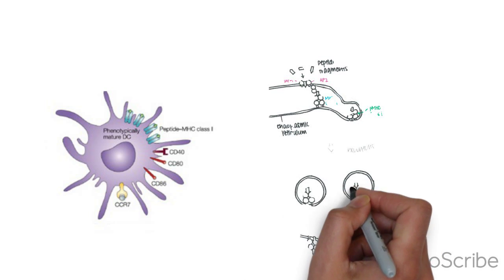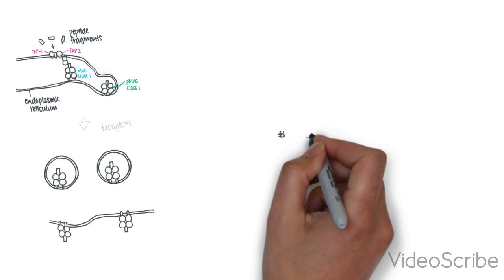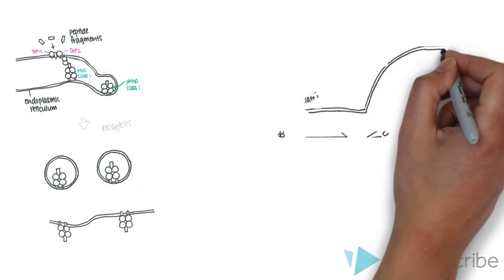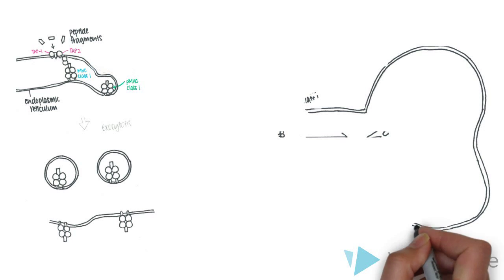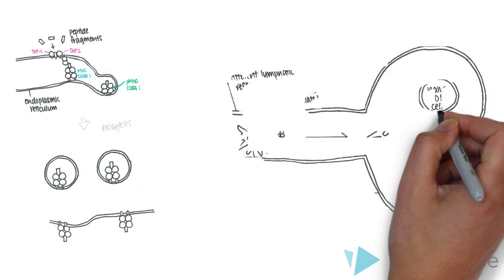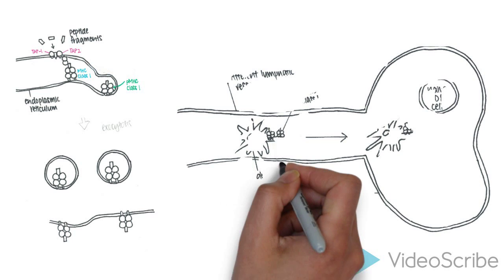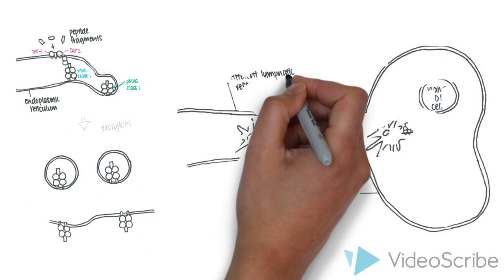Within the endoplasmic reticulum, the peptides will be loaded onto MHC class I molecules, forming the pMHC class I molecule. The pMHC class I will bud off from the endoplasmic reticulum and travel towards the Golgi body and to the cell membrane in a secretory vesicle. Eventually, it will be expressed on the cell surface via exocytosis.